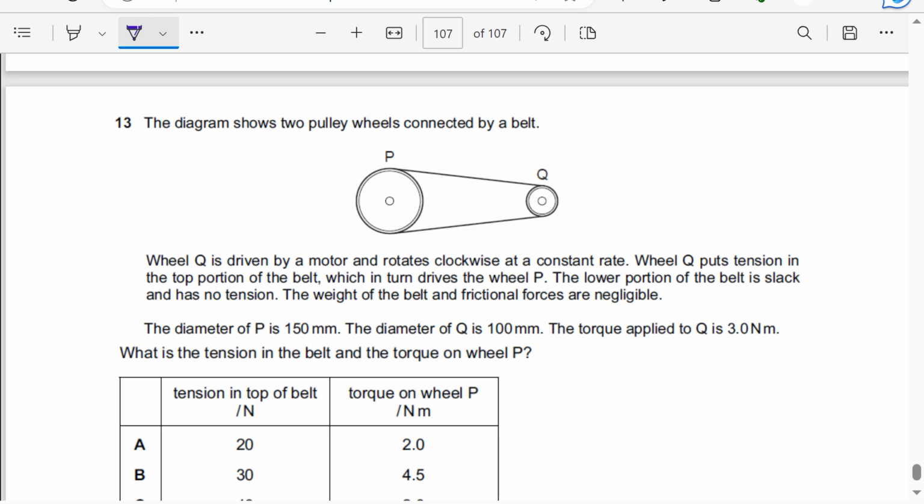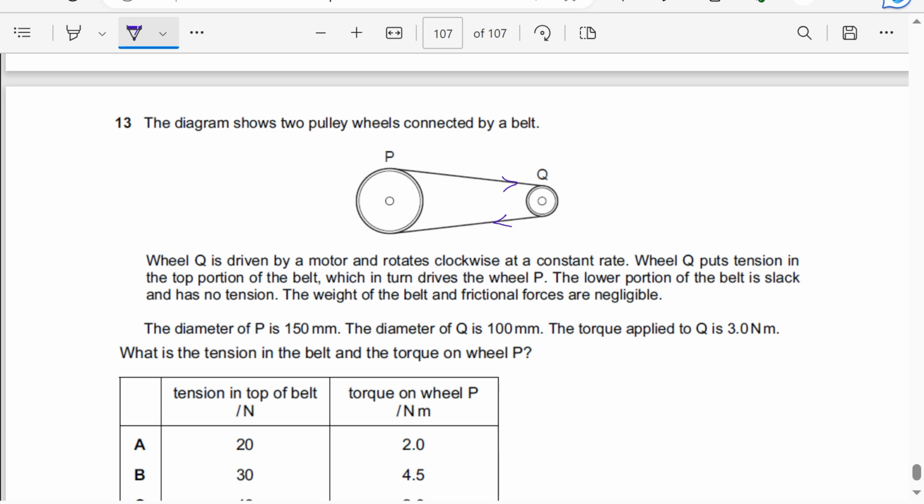Wheel Q is driven by a motor and rotates clockwise. So wheel Q rotates clockwise, so this is pointing that direction. This must be pointing that direction if it rotates clockwise. Wheel Q puts tension in the top portion of the belt, which in turn drives the wheel P.